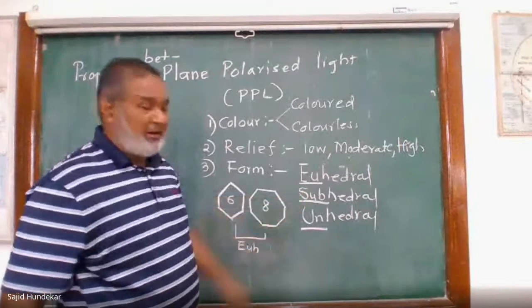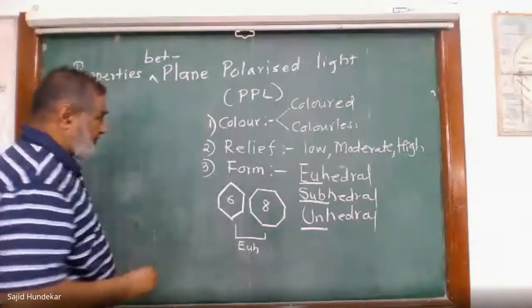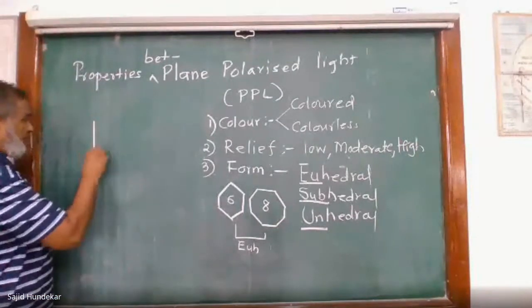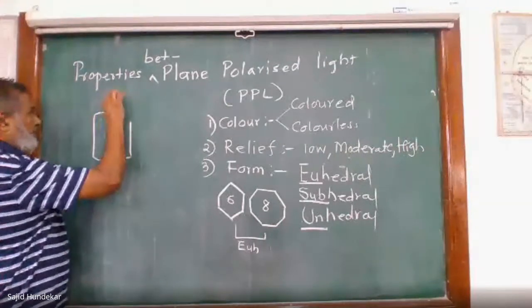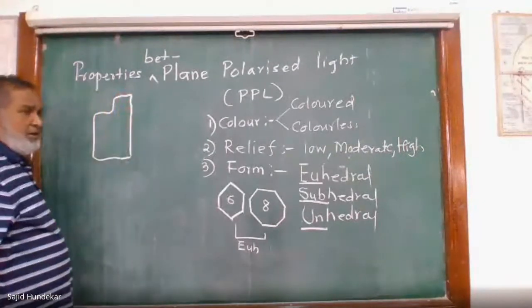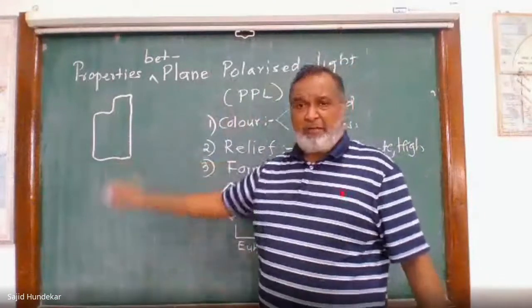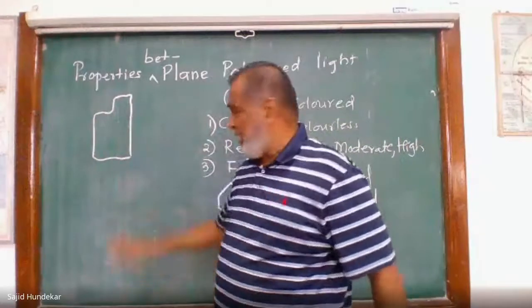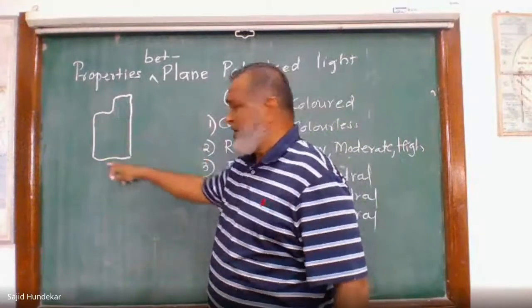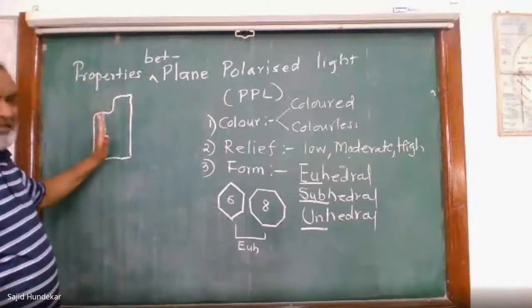But now subhedral. In that subhedral, can you see this side now? Okay. This material we are going to show you under the microscope. That is the biotite. You can see now what is happening. Only two sides are present, and the third one may also be irregular. So only half faces are present. It is called subhedral.